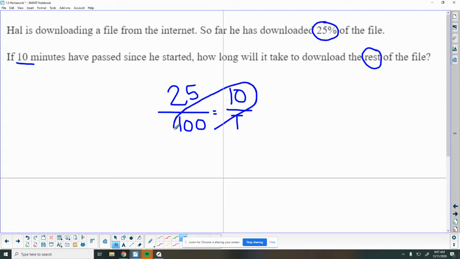So when I do 10 times 100 and divide by 25, that's going to give us the start here. And that's going to tell us this total right here. But it wants to know how long the rest of it's going to take. It's already been 10 minutes. How much longer to get to the total? So we need to take our total and subtract 10 to get our final answer for how long the rest of the file will take. So it's important that we read these questions and look for these keywords here.